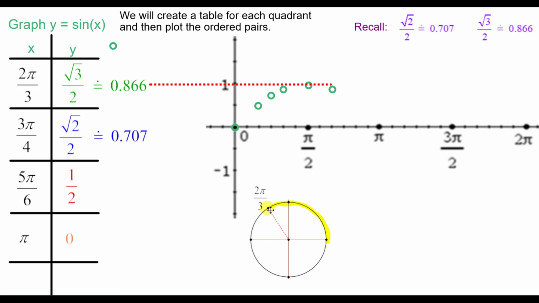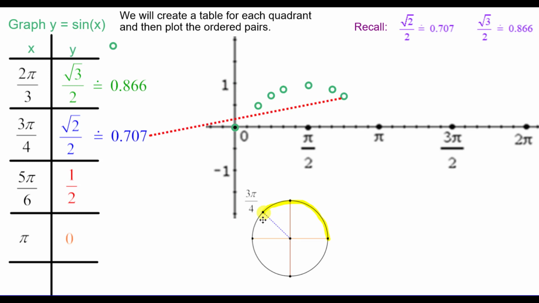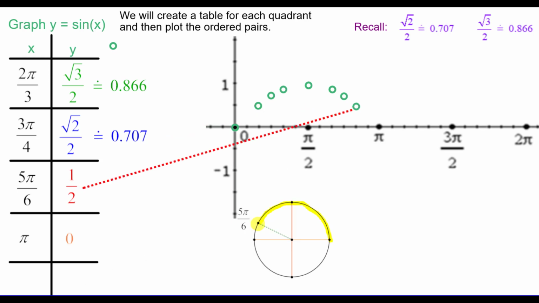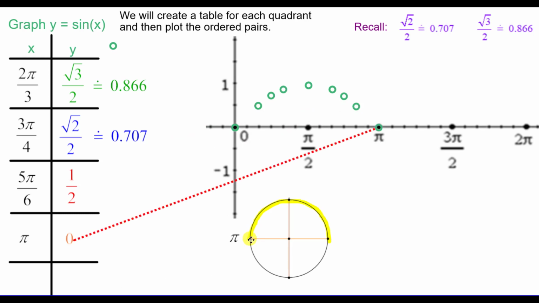2 pi over 3 lands in the second quadrant. The sine is radical 3 over 2, which is about 0.9, so over 2 pi over 3, which would be 8/12 pi, up 0.866. 3 pi over 4, the sine is square root of 2 over 2, which is about 0.7. 5 pi over 6, which is 10/12 pi, up a half. And pi lands right here, and the sine of that is 0, (pi, 0).